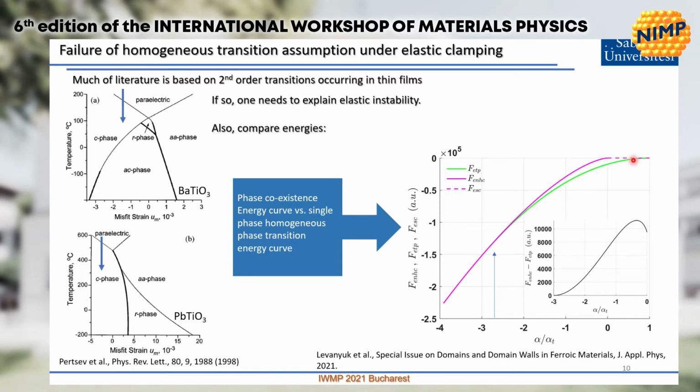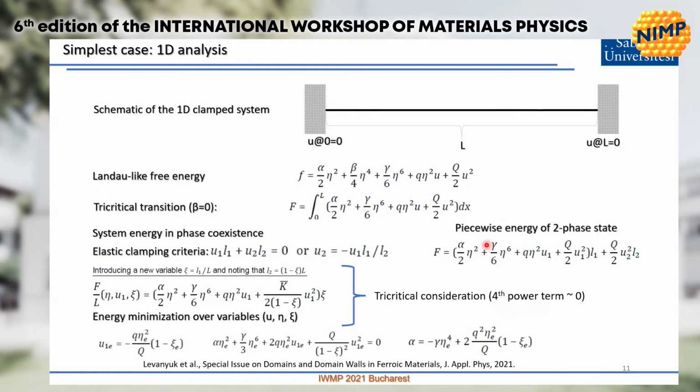But of course, once you are in phase coexistence, you proceed with that until some point, which is not clear here, but then the two intersect, and eventually you have switching to the homogeneous state. Now, this was the system we analyzed. We took a one-dimensional system, wrote the potential, and we also wrote the piecewise energy of the two-phase state. So we did not consider any gradient energy.